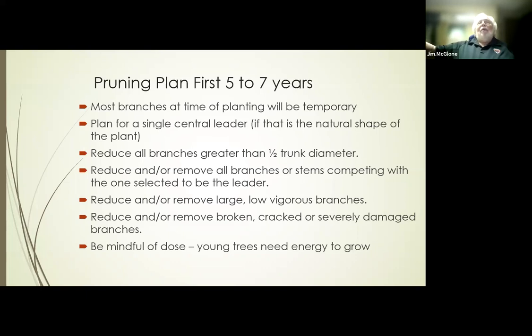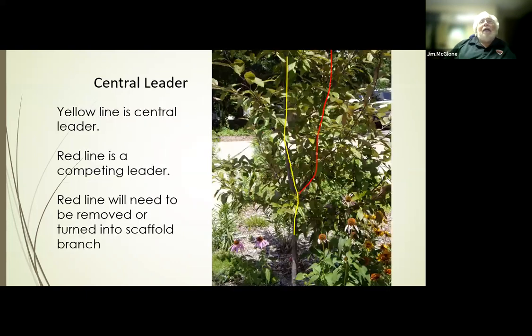And so you're probably going to do more reduction cuts than removal cuts during this time period, because what you're trying to do is slow those branches down, but still leave that leaf surface area to support the overall health of the tree. So when we talk about central leaders, here is about, I planted this tree about 3 years before I took this picture.